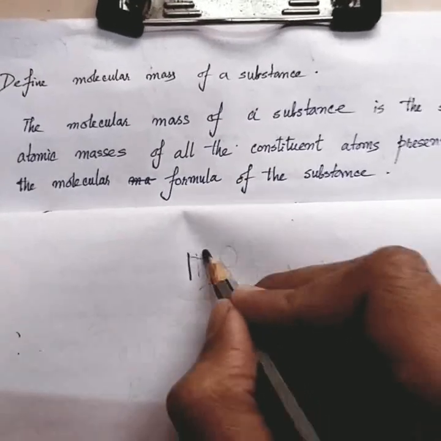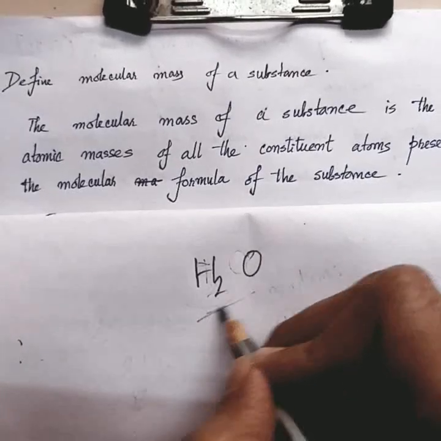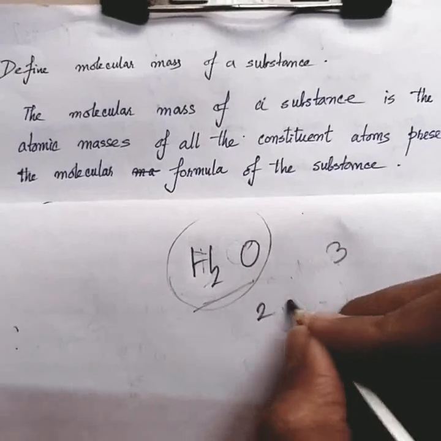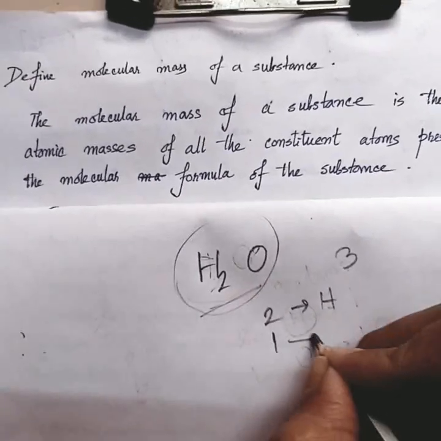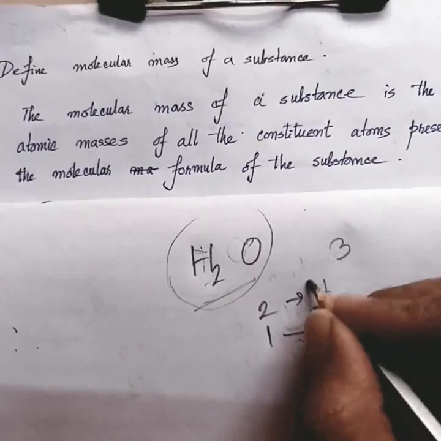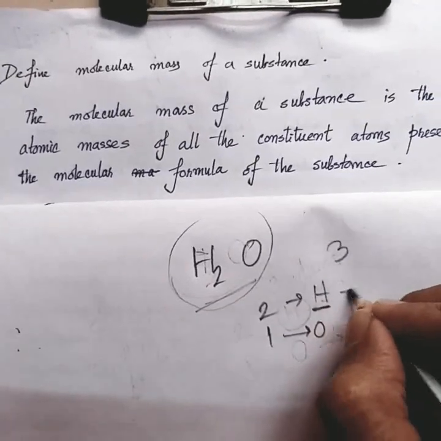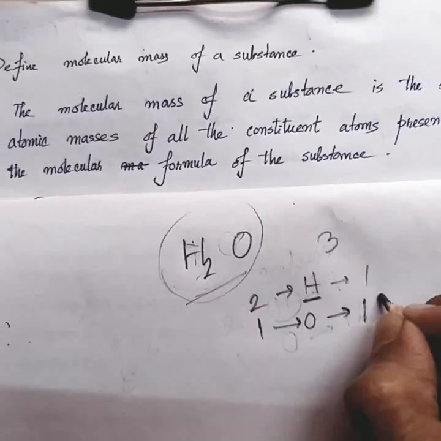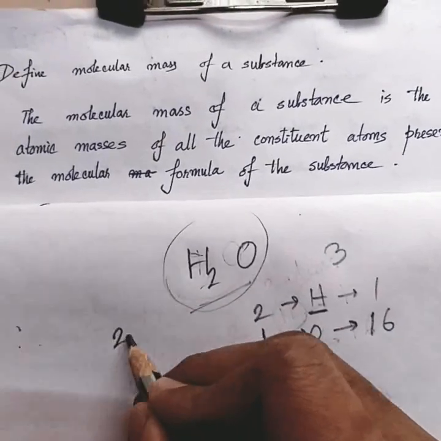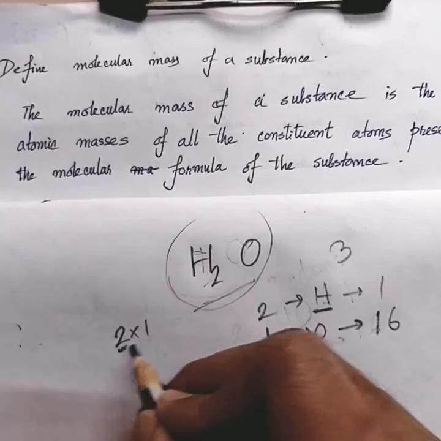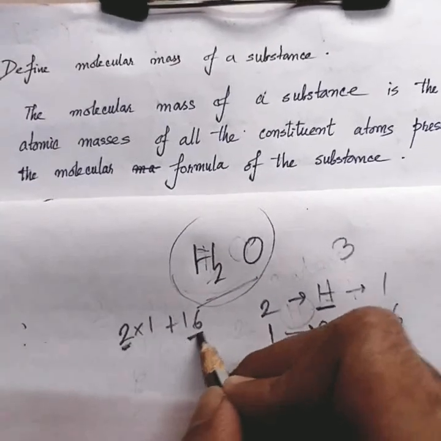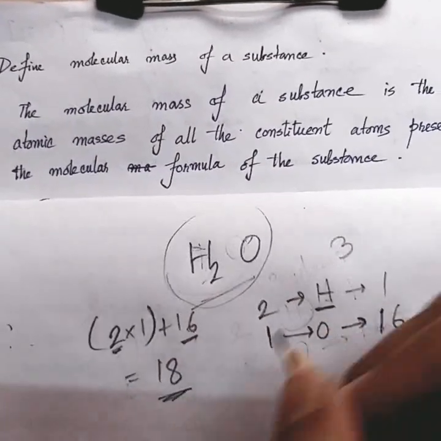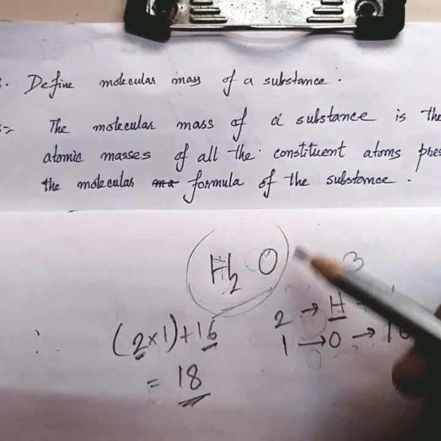Suppose you are talking about water molecule. We all know that the water molecule is H2O. So this molecule contains total 3 atoms, 2 hydrogen atoms and 1 oxygen atom. Now the atomic mass of one hydrogen atom is 1, and the atomic mass of one oxygen atom is 16. So the molecular mass will become 2 into 1 because there are two atoms of hydrogen, plus 16 because there is only one atom of oxygen. This makes it 18. So this is the molecular mass of water.